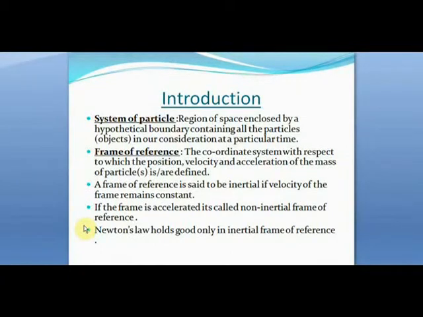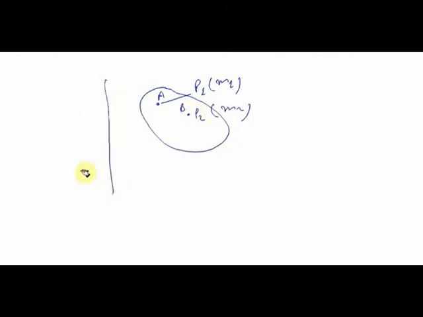Position, velocity and acceleration of the mass of a particle is defined. So suppose we have a system of particles. Say this is point A and we have particle P1 with mass m1. We have another particle P2 with mass m2. This is point B. So suppose that we have defined a coordinate system with origin at O.